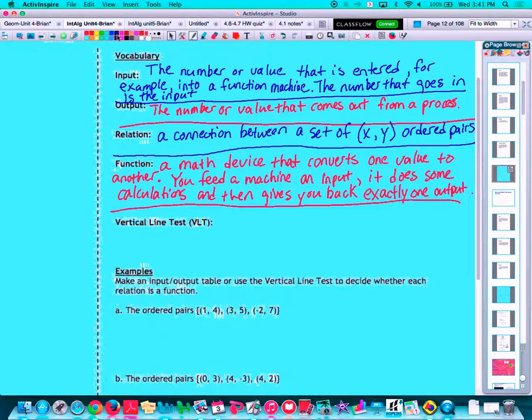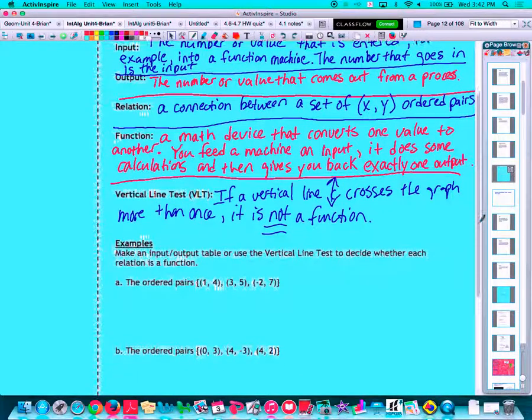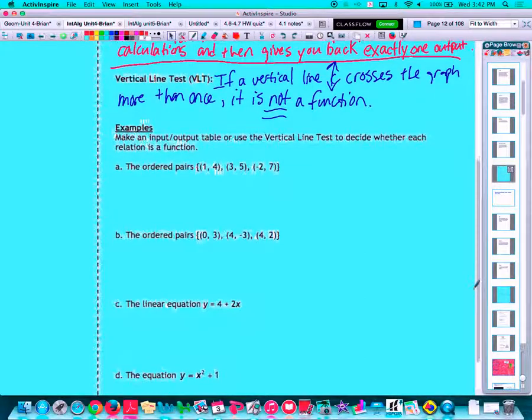All right, and then we're going to do something called the vertical line test. This is going to be an easy test to do when we determine whether a graph is a function or not. So, vertical line test. If a vertical line, and a vertical line, remember, is a line that goes up and down, if a vertical line crosses the graph more than once, it is not a function. All right, so we'll see that example down below.